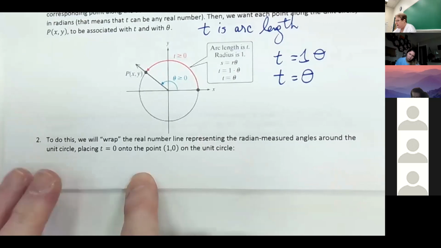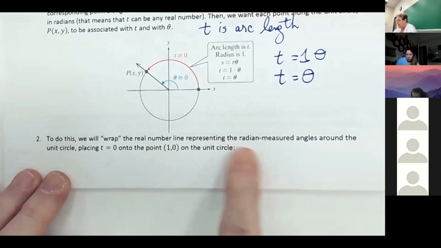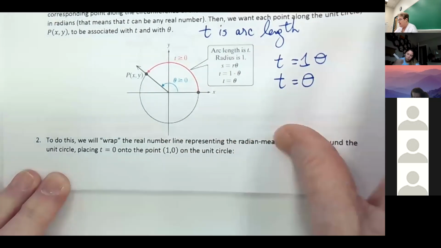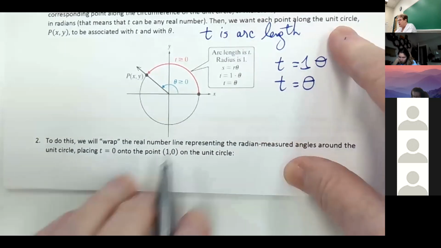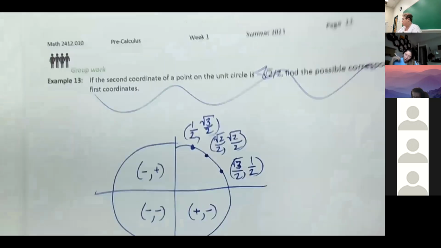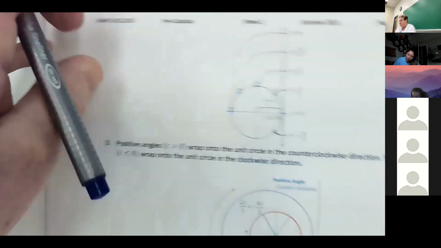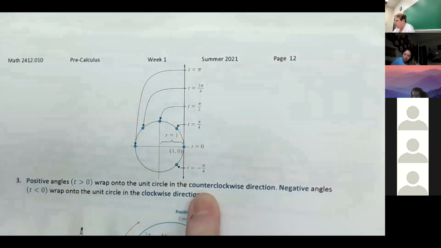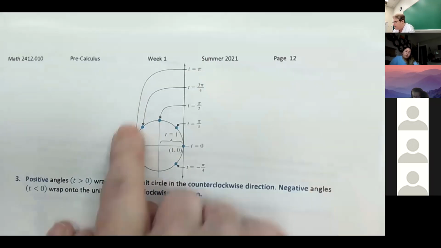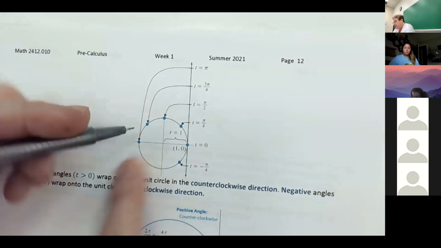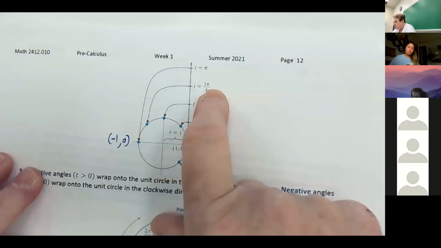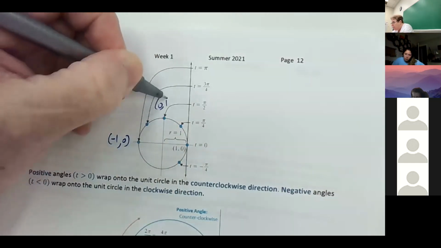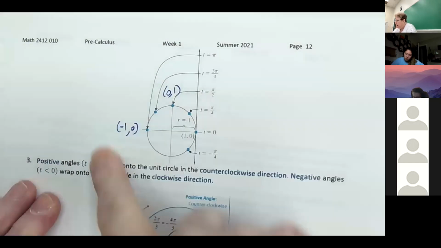What we're going to do is take the real number line and wrap it around the unit circle along the edge, where t equals 0 is going to go at the point (1, 0). So in other words, we're taking something like a number line with radians marked, and we know that pi goes all the way over here to the point (-1, 0), and pi over 2 will be at the point (0, 1), and it'll continue to wrap and wrap and wrap.